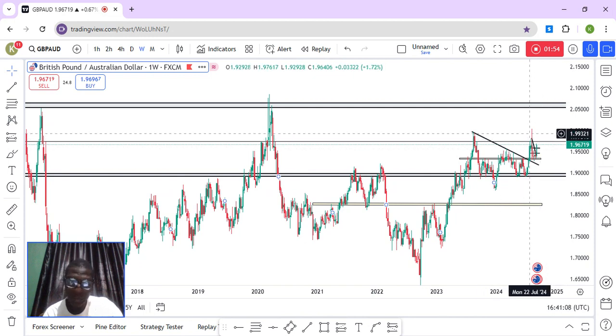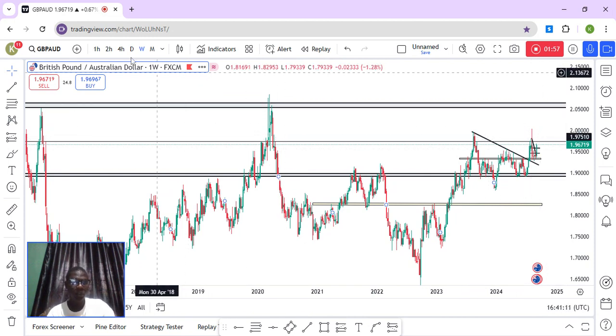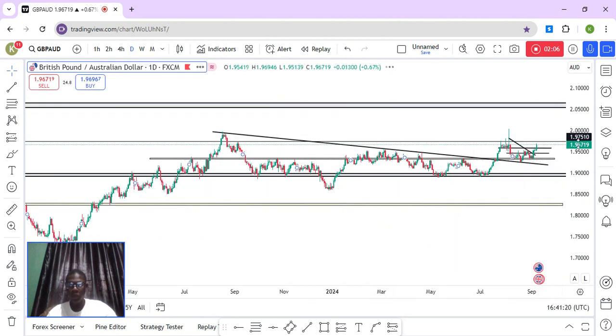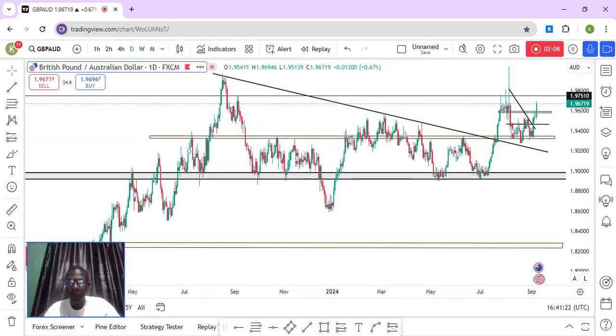Although I'm not in this trade yet, I'm still finding trading opportunities. But as you guys can see, everything lined up pretty nicely all the way to the upside. So what's happening on the daily time frame?